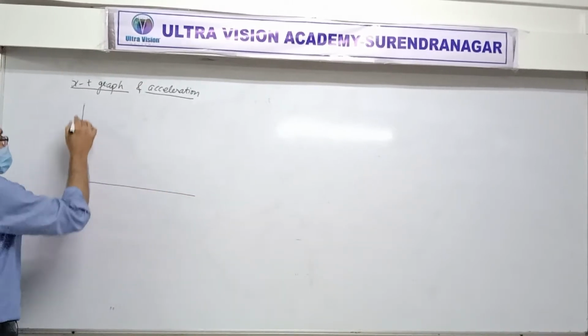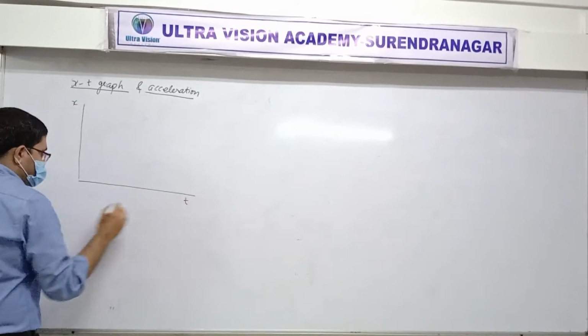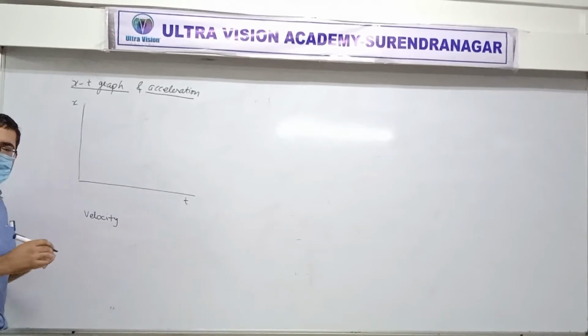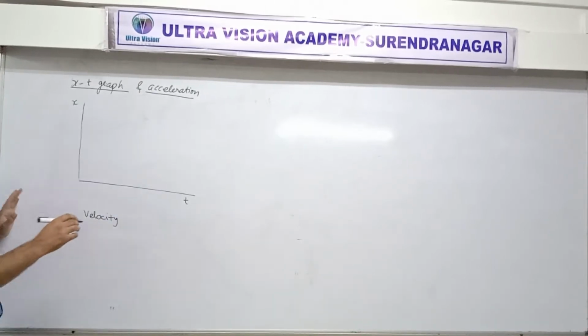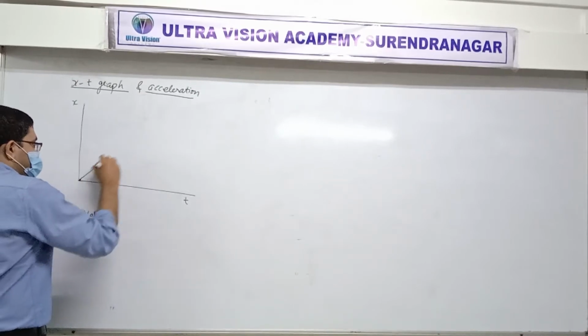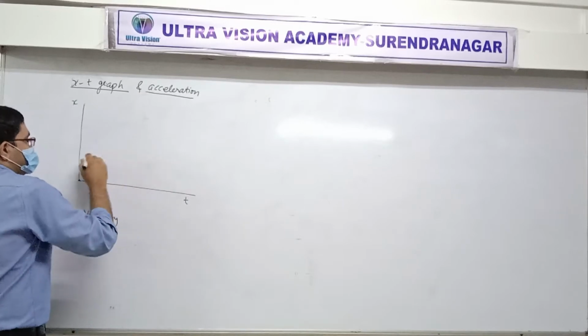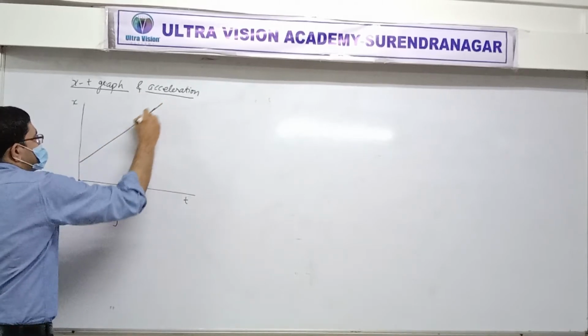Do you remember from the x-t graph first of all, how do you find velocity? How do you find velocity from the x-t graph? Yes or no? Yes. Okay. So suppose I draw an x-t graph like this. Not necessarily from the origin, we can start from anywhere, no problem. But let's say a straight line.